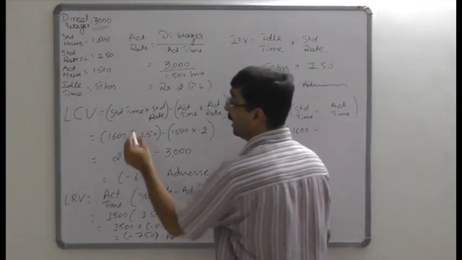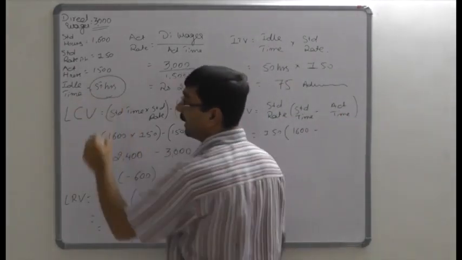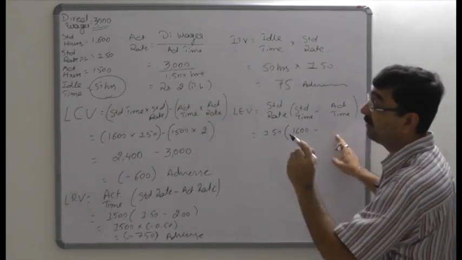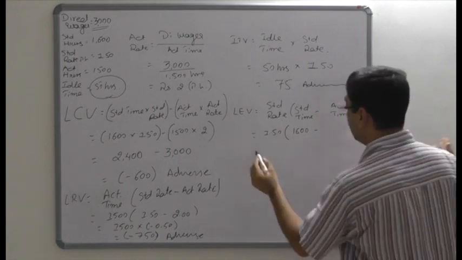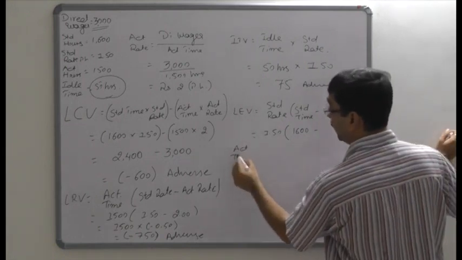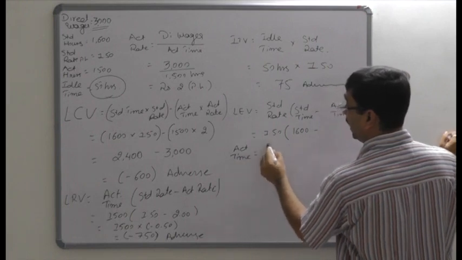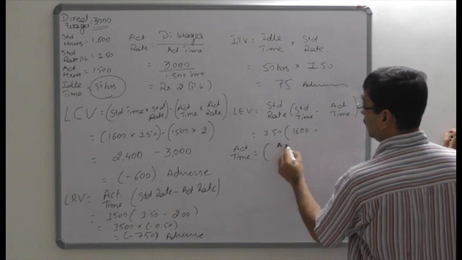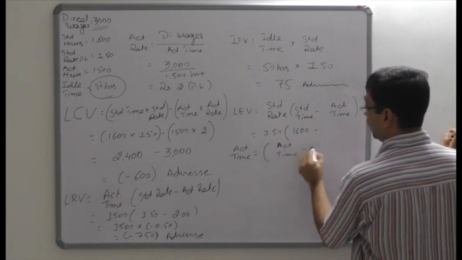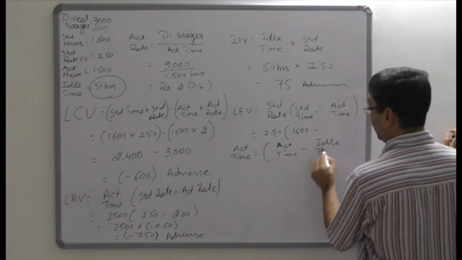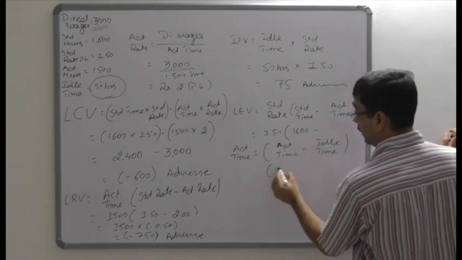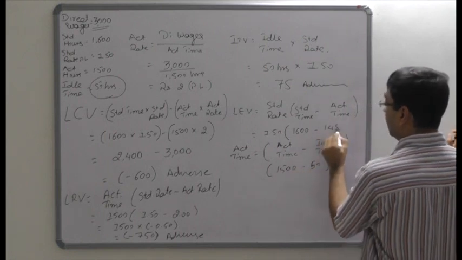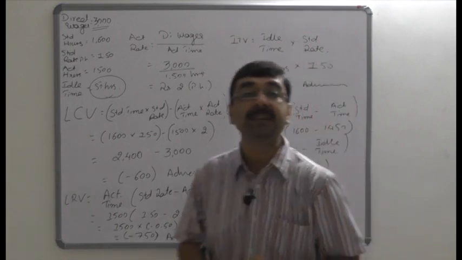But if you have idle time along with the actual hours, then actual hours cannot be taken exactly as given in the question. We need to find out actual time, and that is also effective time. How can you find out actual effective time? That can be found by actual time minus idle time, and idle time is 50 hours. So in that case your actual time comes to 1450 hours.